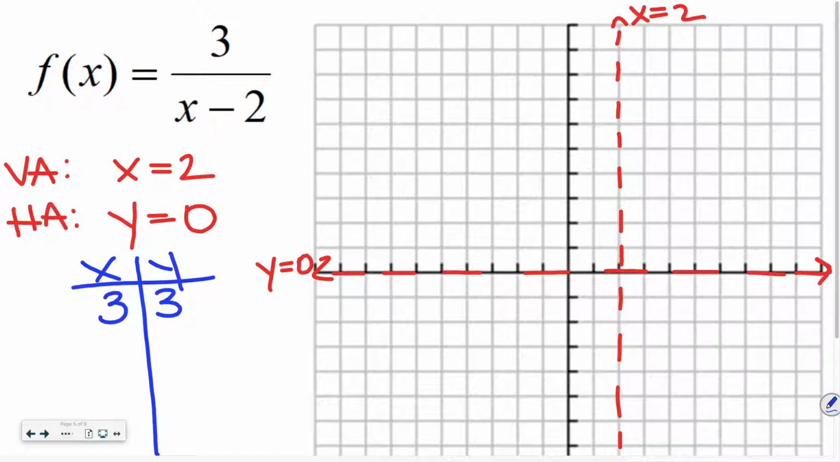We get 3. What's to the right of 3? 4. And when we plug in 4, we would get 3 halves. Now that I have 2 coordinates, we can approach our asymptotes using those rules.